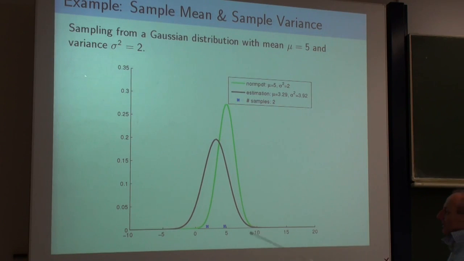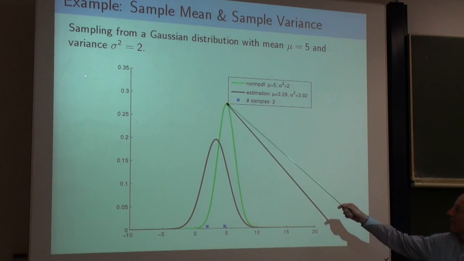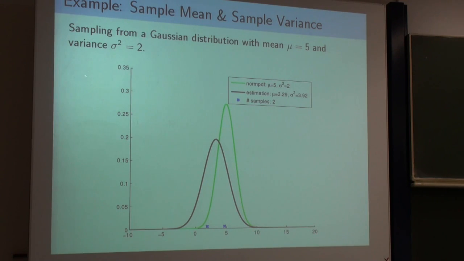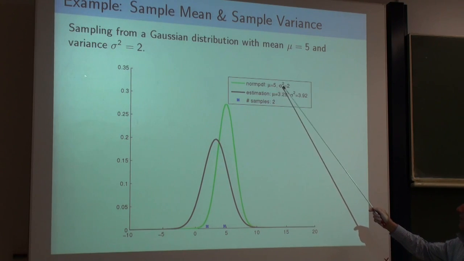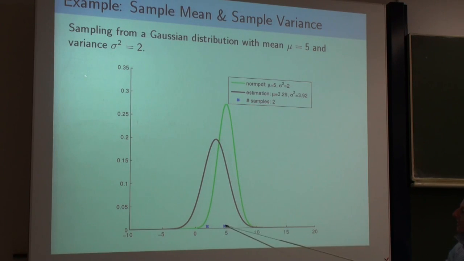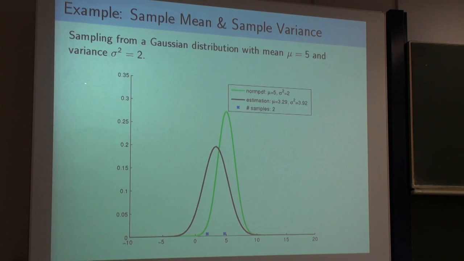Okay, so what we do here is, we sample from a Gaussian distribution. This green graph here is a normal distribution with a mean of 5 and a variance of 2. So this is the mean 5, and here you see the width. And we sample data points from this distribution. In this first example, we just take 2 samples. These are the blue dots here. We take these 2 samples.